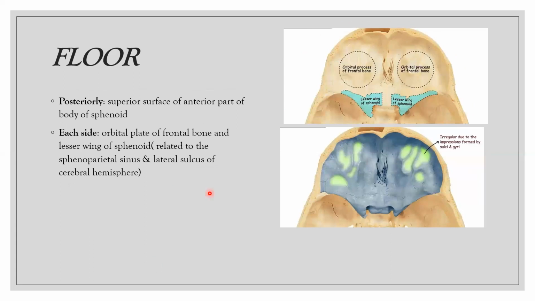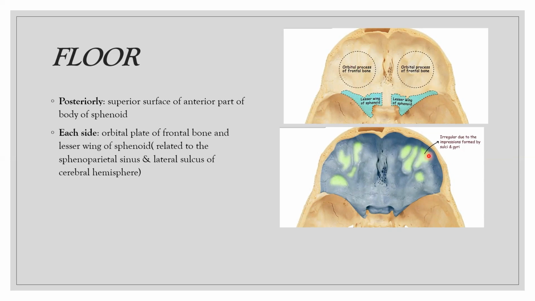Now, let's look at the floor of the anterior cranial fossa. So on each side, this is the orbital process of the frontal bone, and also you can see that we have the lesser wing of the sphenoid. So it also forms the floor of the anterior cranial fossa. It's important to note that the lesser wing of the sphenoid is related to a very important sinus called the sphenoparietal sinus, which usually drains into the cavernous sinus, or is found at the anterior end of the cavernous sinus. So the lesser wing of the sphenoid and the orbital process of the frontal bone form the floor of the anterior cranial fossa.